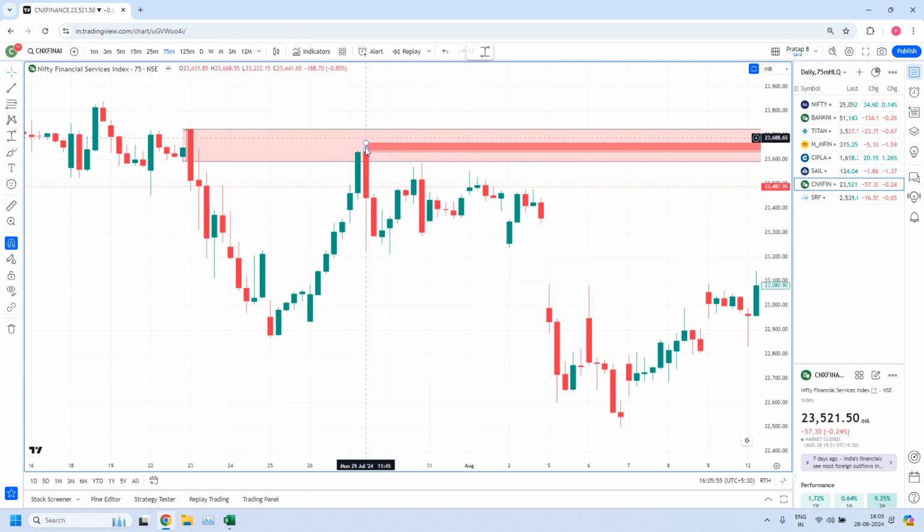And recently prices came and again came down. Here we identified the fine-tuned zone. So let me go to the 15 minutes time frame.